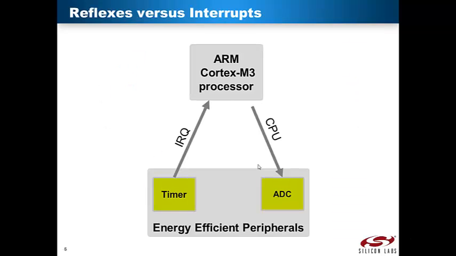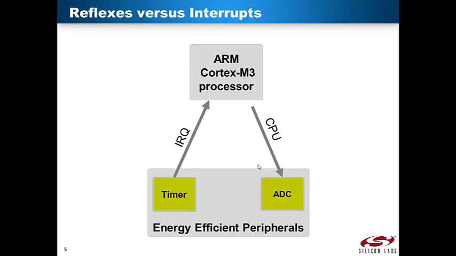The traditional approach for interaction between peripherals is to use interrupts. This example shows a timer that is used to trigger periodic A to D conversions. Once per sample period, the timer will generate an interrupt to the CPU. Then the CPU must process the interrupt and start the A to D converter. There are several disadvantages with this method.